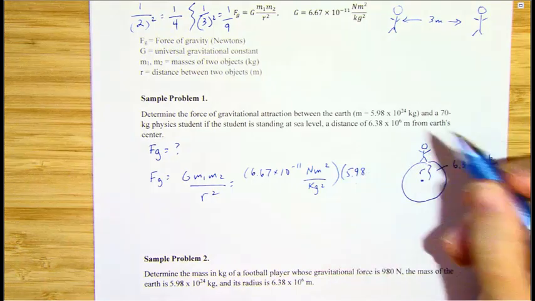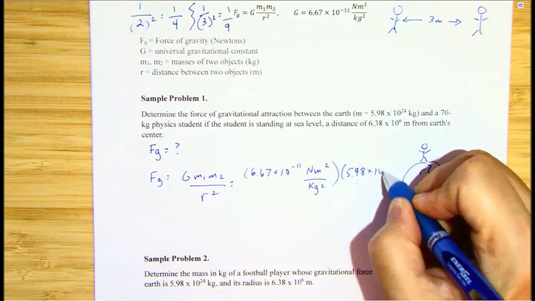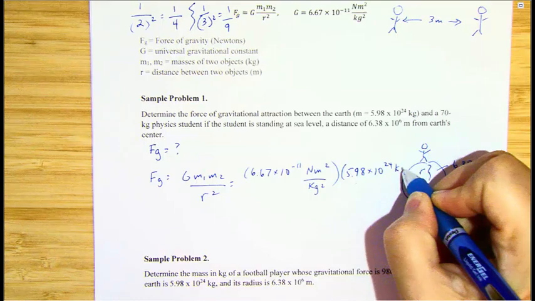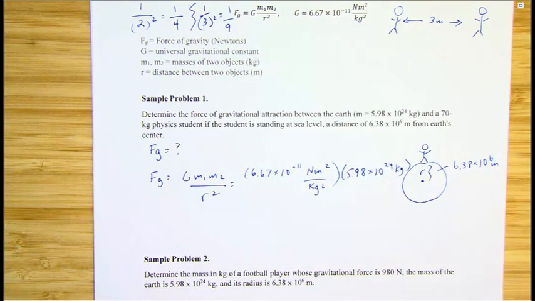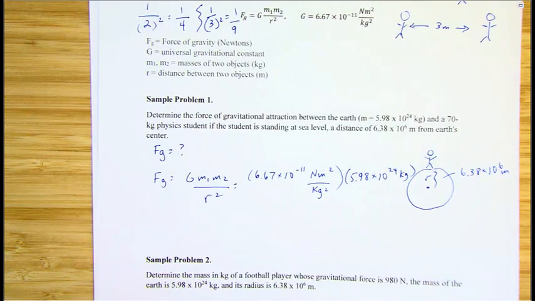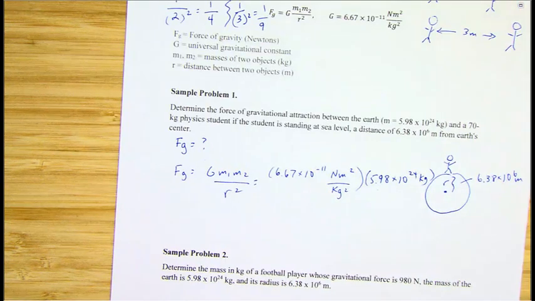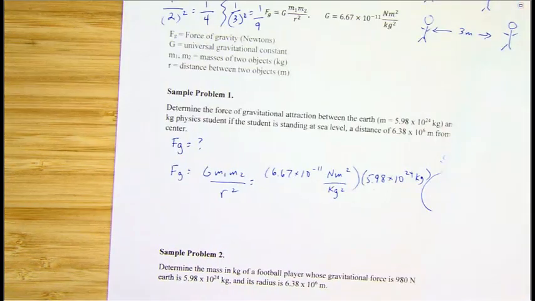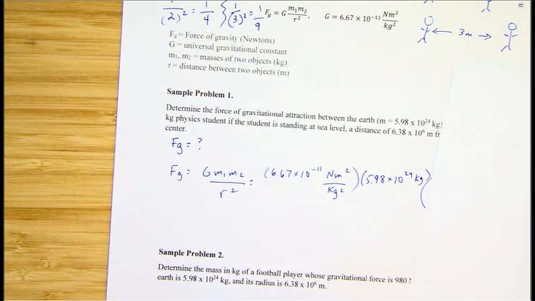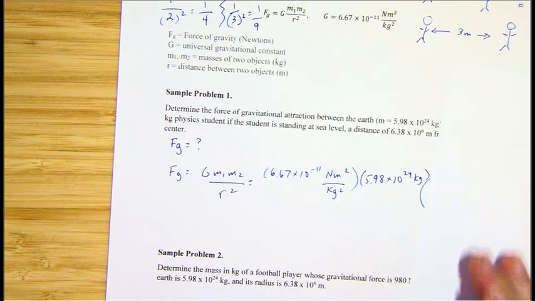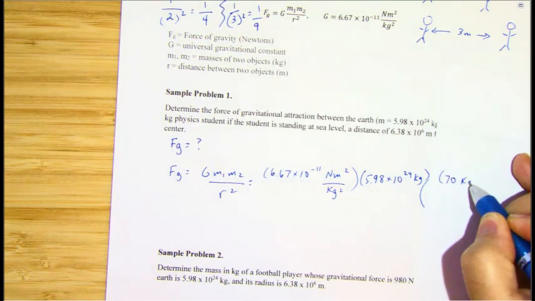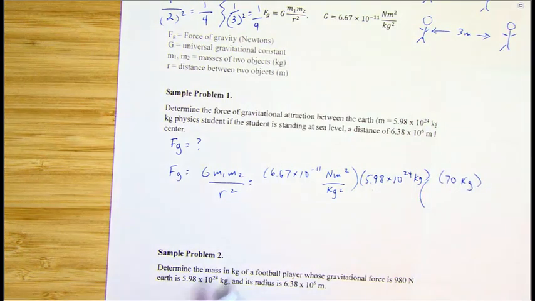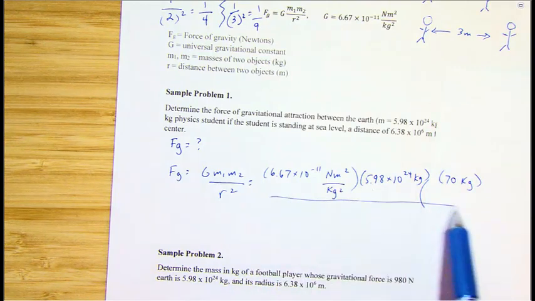I could have let the physics student be the first mass and the Earth be the second mass. It doesn't matter. There's some law of math that says whichever one you multiply first, you're going to get the same answer. So I'm just going to spread this out a little bit, times a 70 kilogram physics student, right? And then I'm going to divide that whole thing by r squared.